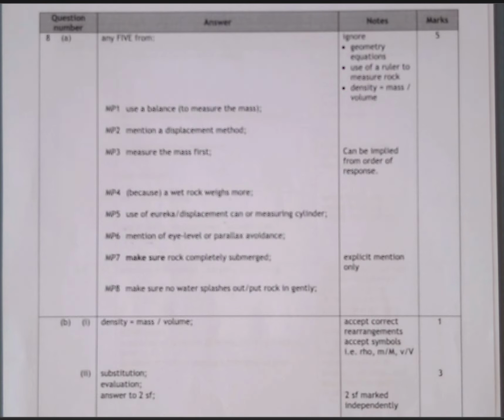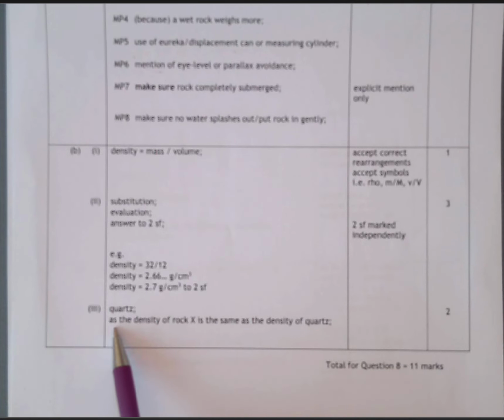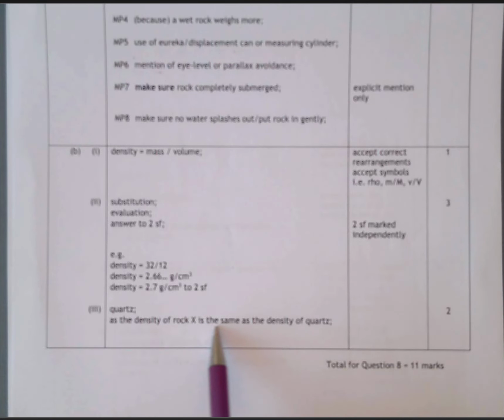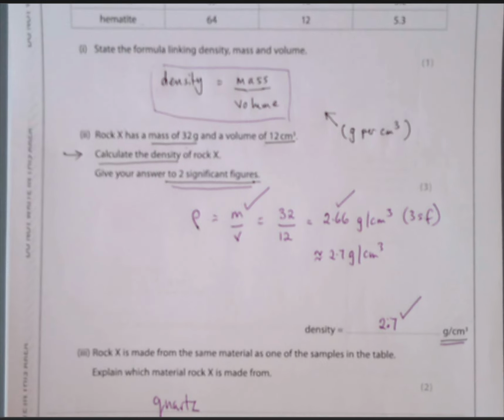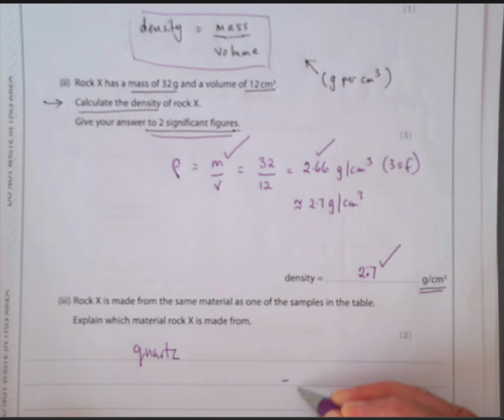So look at the mark scheme again. Quartz, 1 mark, and the second mark is for the density. So 1 mark for saying it's quartz and 1 mark for saying the density of the rock is the same as the density of the quartz. So you're just matching them, okay? So I haven't put it here. Your job is to make sure you get the second mark. So you check the mark scheme.